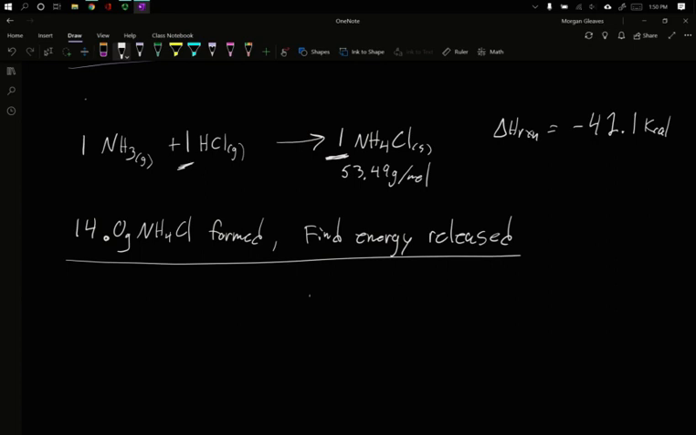All right, let's try another one. Same reaction. We're still 1 to 1 to 1. But this time, we're going to make 14 grams of ammonium chloride. And we want to know how much energy was released. This reaction gets hot. It has a negative delta H.